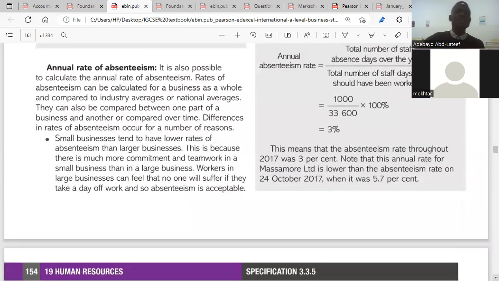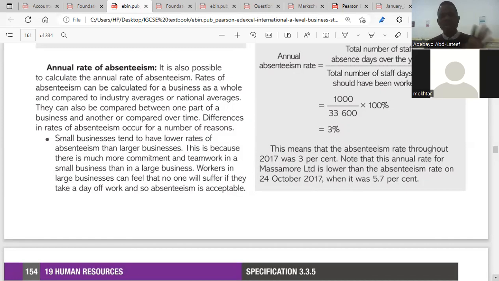Then we go to the annual rate of absenteeism. It's also possible to calculate the annual rate of absenteeism. The rate of absenteeism can be calculated for a business as a whole and compared to industry averages or national averages. It can also be compared between one part of the business and another or compared over time. Differences in rate of absenteeism occur for a number of reasons. So there are different ways in which we can calculate the rate of absenteeism.